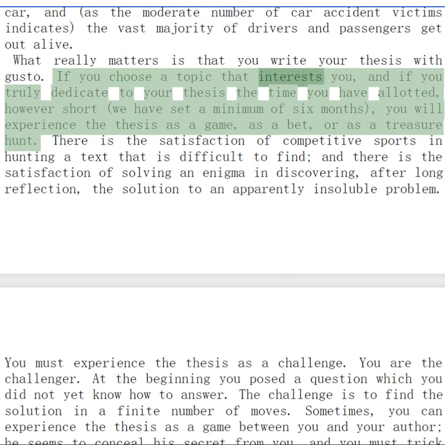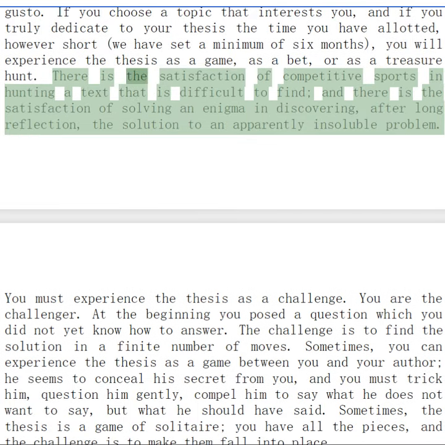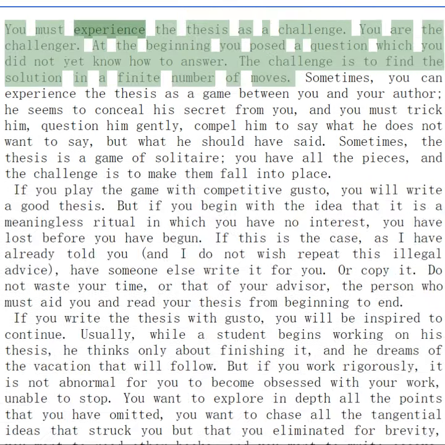If you choose a topic that interests you, and if you truly dedicate to your thesis the time you have allotted, however short, you will experience the thesis as a game, as a bet, or as a treasure hunt. There is the satisfaction of competitive sports in hunting a text that is difficult to find, and there is the satisfaction of solving an enigma and discovering, after long reflection, the solution to an apparently insoluble problem. You must experience the thesis as a challenge. You are the challenger. At the beginning you posed a question which you did not yet know how to answer. The challenge is to find the solution in a finite number of moves.